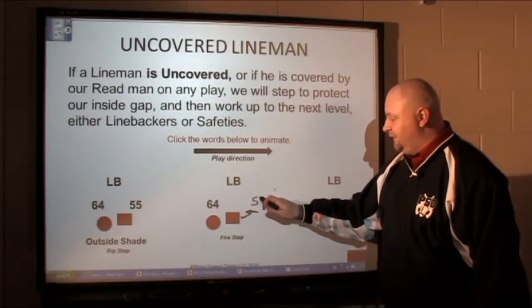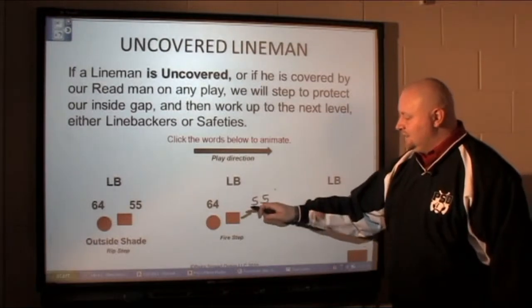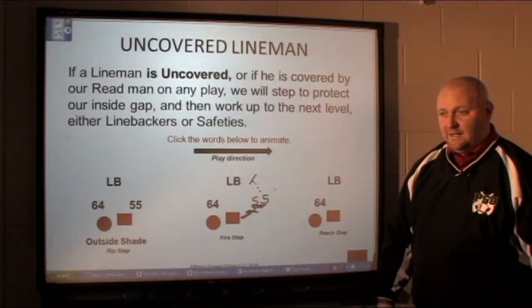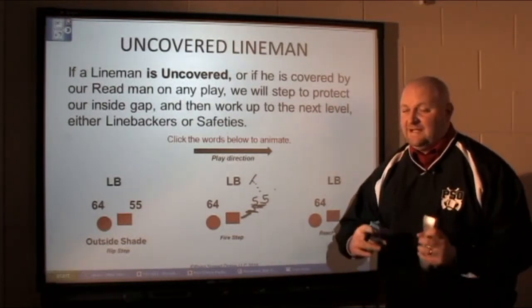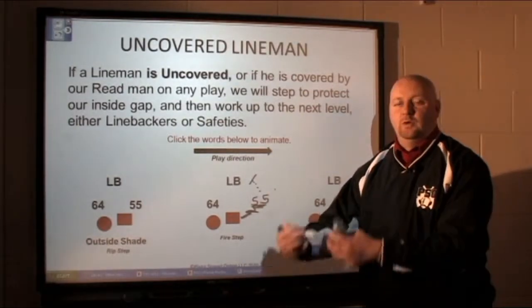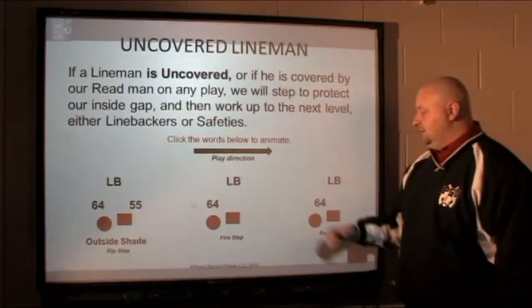So let's just draw up number 55 up there. We want to work our way play side gap to the first fat guy and then work our way to second level. All right? And that's the progression that we teach. If you're uncovered, protect your play side gap. Block the first fat guy you see, work your way up to second level. So essentially what we've done is we have created double teams.